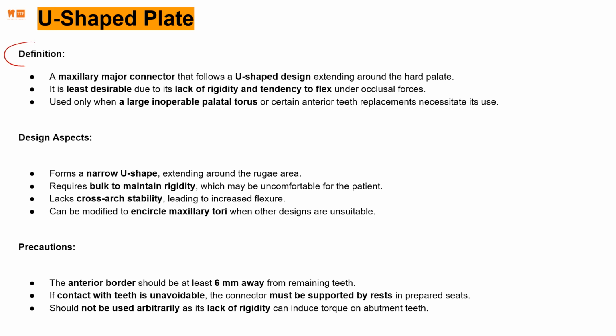Okay, so the U-shaped. A maxillary major connector that forms literally a U shape extending around the hard palate, not including the hard palate. It's the least desirable due to the lack of rigidity and it flexes because it's a U-shaped bar, right? And it's not the most pretty. Under occlusal surfaces, it flexes. Only used when a large palatal torus is inoperable and it's still certain in the anterior placement of the denture.